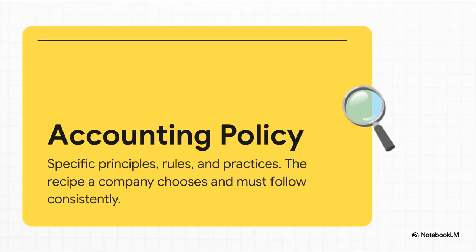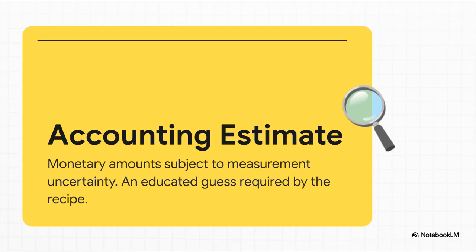For example, how does it account for its buildings? There might be a couple of valid recipes, but the key rule from IAS 8 is that once you pick one, you have to stick with it. No switching midstream. Next, we have accounting estimates.